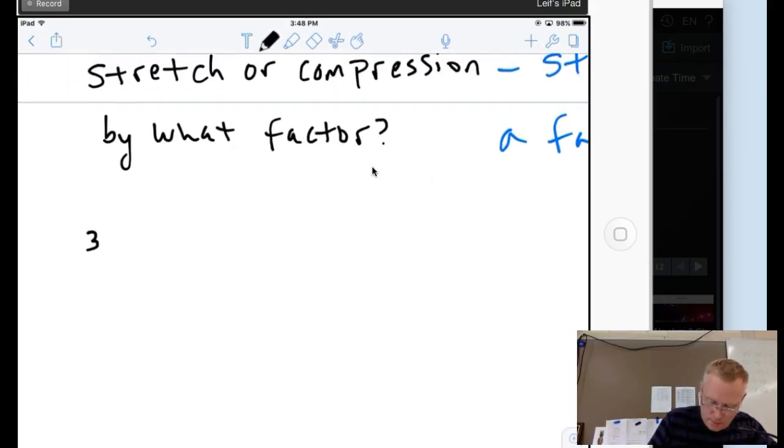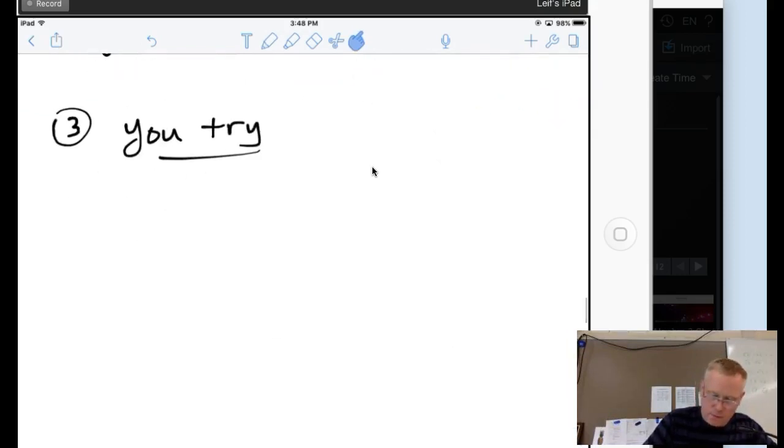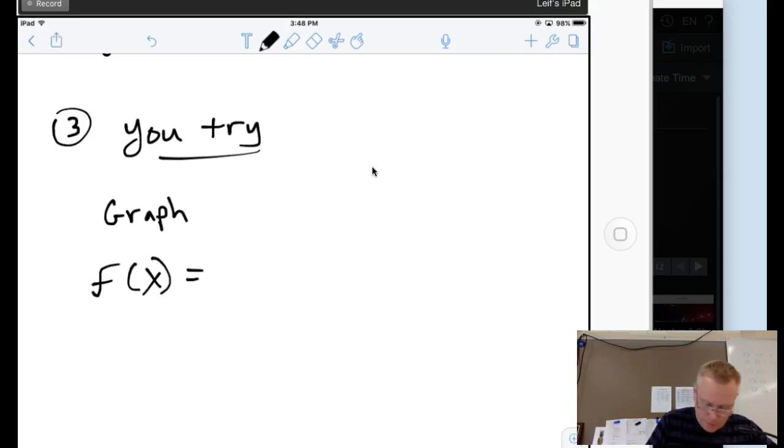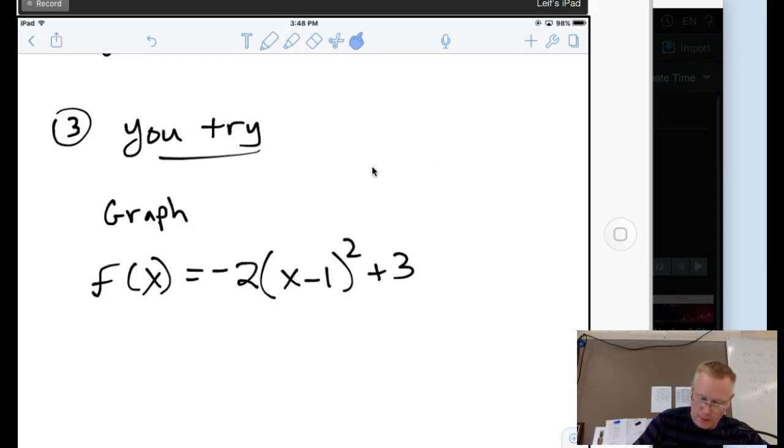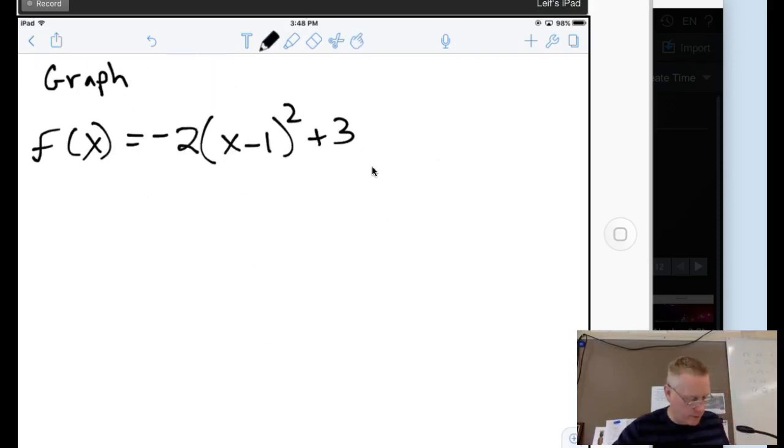I think it's time for a you-try. You can try this one and bring it to me in class. Number 3, I want you to graph this: f of x equals -2 (x - 1) squared plus 3. The -2 is going to make it a reflection. Anyway, we'll get back to that. You can put it on a piece of graph paper, or if you have a graphing calculator, you can copy that onto your graphing calculator.